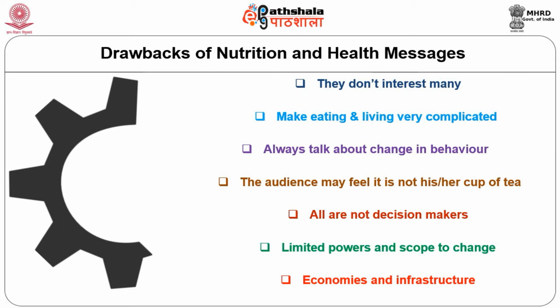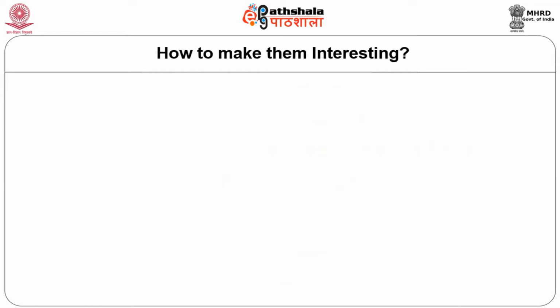For instance, the example that I gave you about a child, you may ask a child to eat carrot, and the child may like to eat carrot after you have communicated and convinced the person. But it is not the child who buys carrot at home, it is a mother who gets carrot at home. So the children may say, okay, we are ready to change, but it is not in our hands. So they may feel it is not their cup of tea because they are not decision makers, they have limited powers to change, and their economies and infrastructure also influence whether they can change their behavior or not.